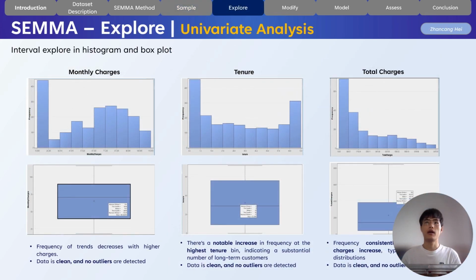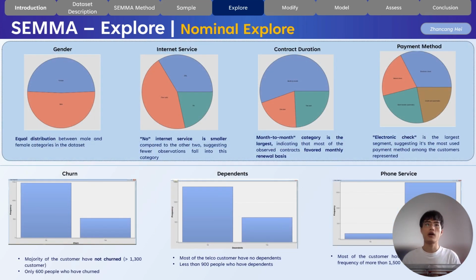I'm talking about the univariate analysis in the explore stage. Our findings are that monthly charges and total charges decrease in value. Long-term customers make up the majority and the data is clean with no outliers. Also, the gender distribution is balanced. Most users choose to use internet services, prefer contract renewals, and usually pay by electronic check. And then most customers remain loyal, have no dependents, and subscribe to phone services.